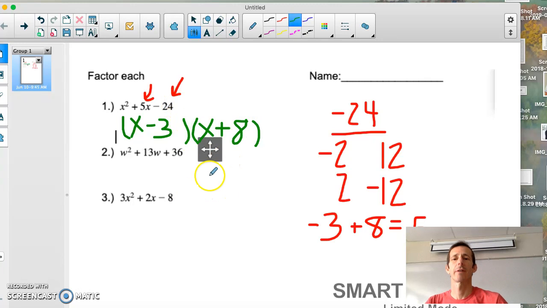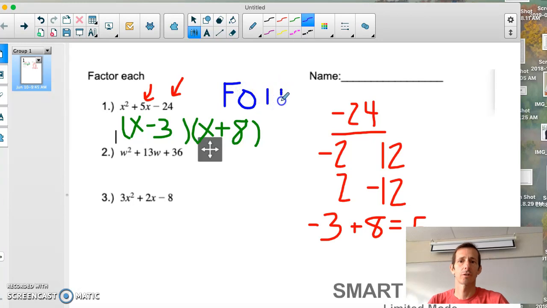And if I wanted to verify that my answer was correct, I could go back and use our pre-practiced skill of FOILing, which is first times first, outside times outside, inside times inside, last times last. I could verify, and that would give me x times x is x squared. Then I would have 8x and negative 3x, check, and negative 3 times 8, and I would be done.